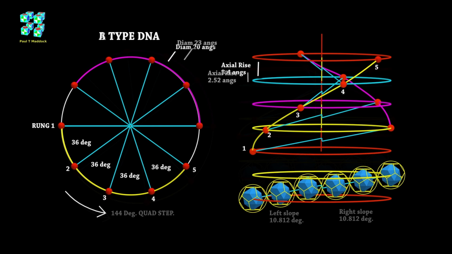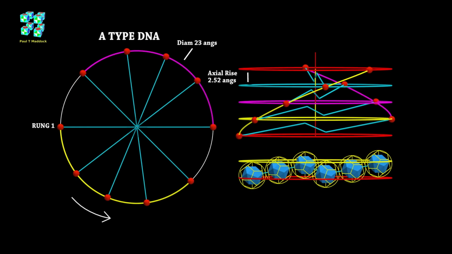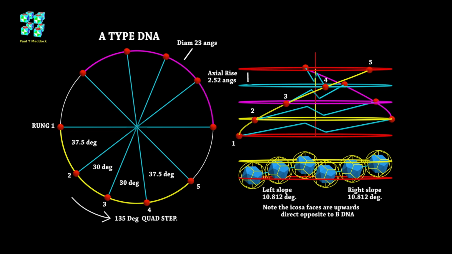This will be the same with aDNA. Let's take a look. Now you can see that in aDNA the rung angles are different. They follow a sequence of 37.5 degrees, then 30 degrees, then another 30 degrees, and then another 37.5 degrees. Now this is only possible by using quad step. Now if you add the 4 angles together, you get 135 degrees. I call it 135 degrees quad step.